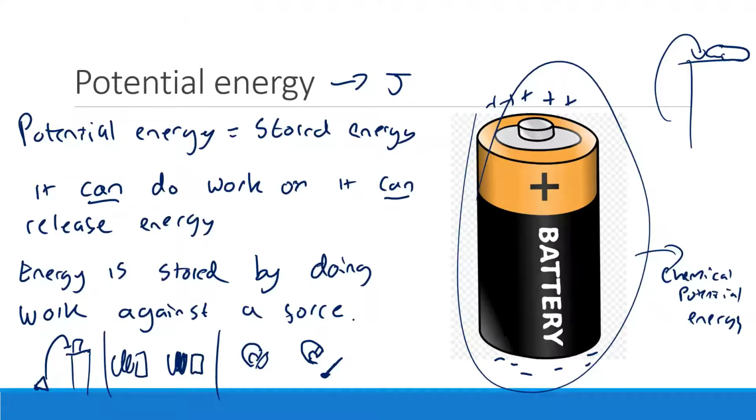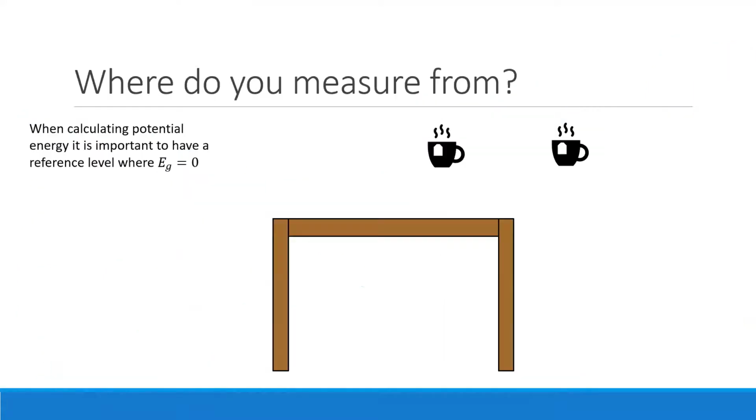So when we talk about a battery, that's a different way to think about potential energy. So potential energy is stored energy, but there's a little bit of an issue here, right? I'm going to show you this.